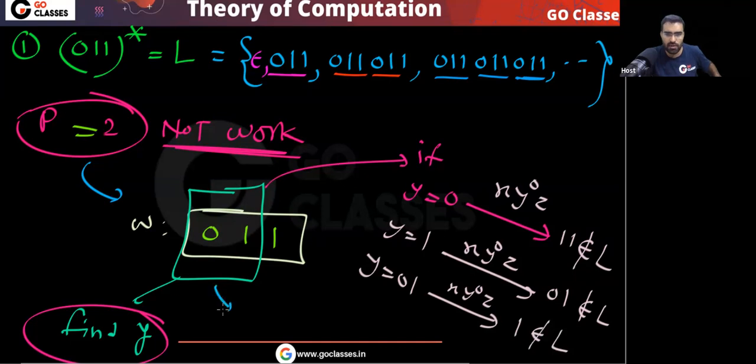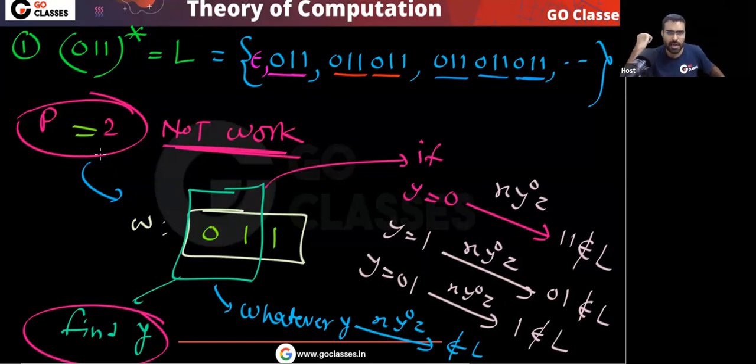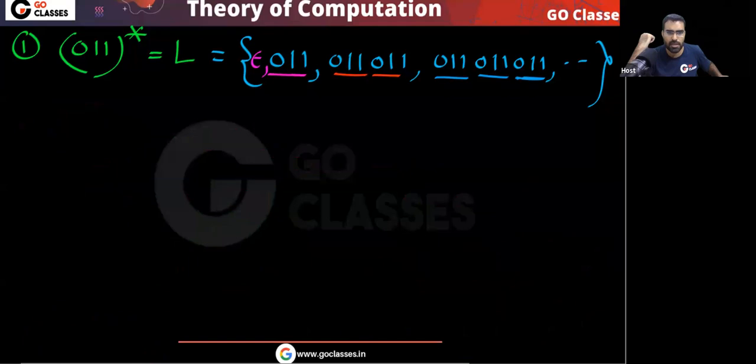So I can say, whatever y you take, if you repeat that 0 number of times, then the result will not belong to L. Okay, so you can notice p equal to 2 will not work. If p equal to 2 is not working, can p equal to 1 work? Tell me.